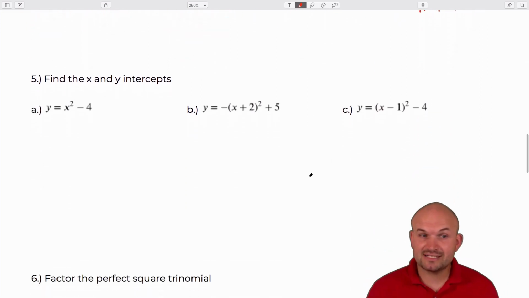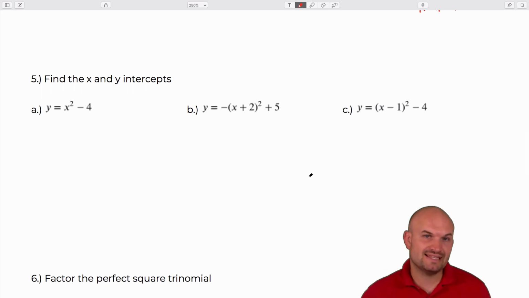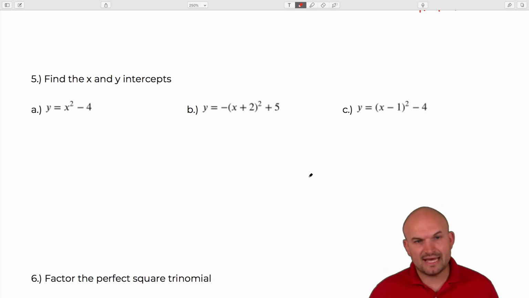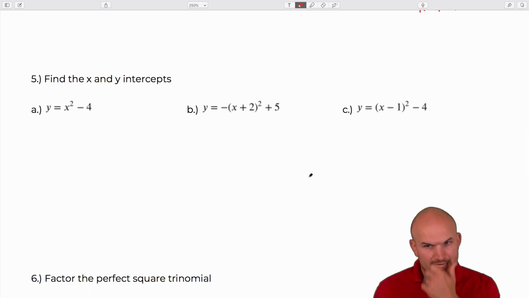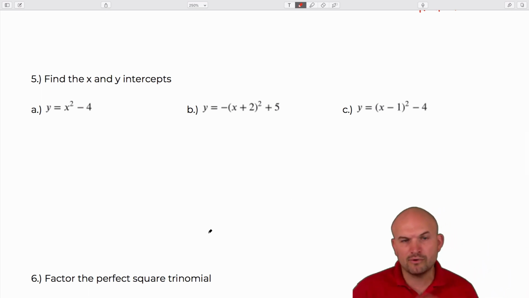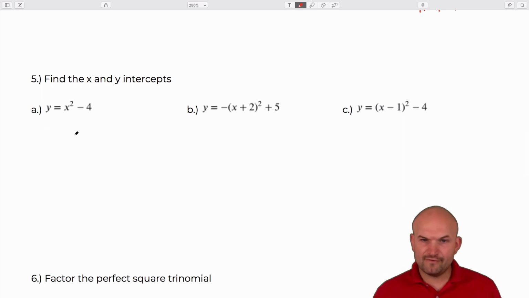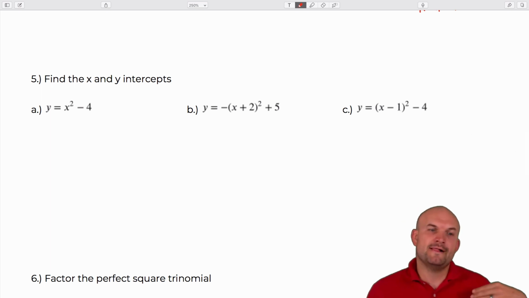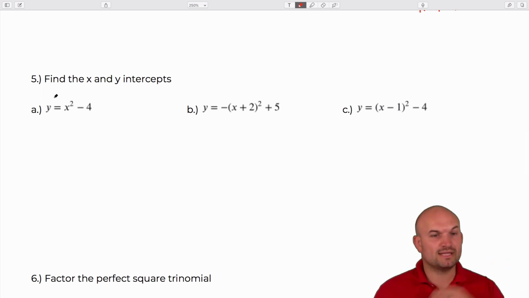All right, the next process is making sure that we remember how to find the x and y intercepts. This is something that we talk about a little bit with functions, and it's something that is going to keep on coming up over and over again. So we want to make sure that you understand, even for quadratics, we remember how to find the x and y intercepts no matter what the function is or what the polynomial is.